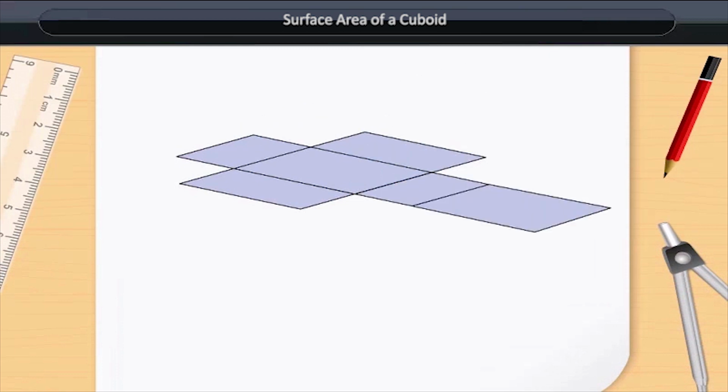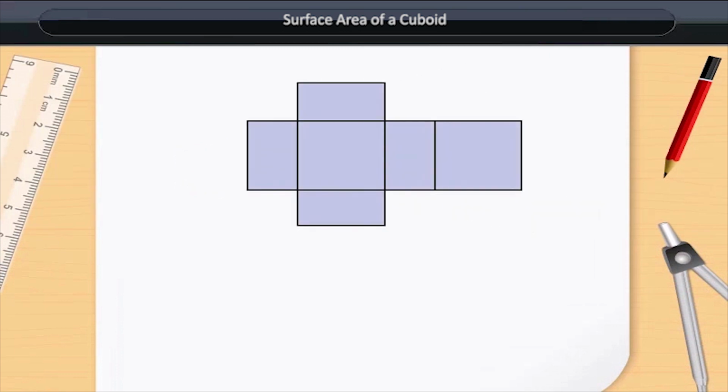When we cut and open a cuboid, we can see that there are 6 rectangular shapes, which collectively constitute a cuboid. To calculate the surface area of a cuboid, we need to work out the area of the 6 rectangular faces that make up the cuboid and add them up.